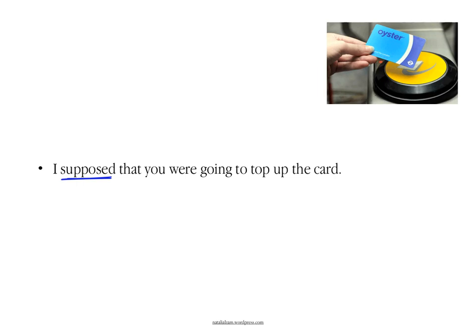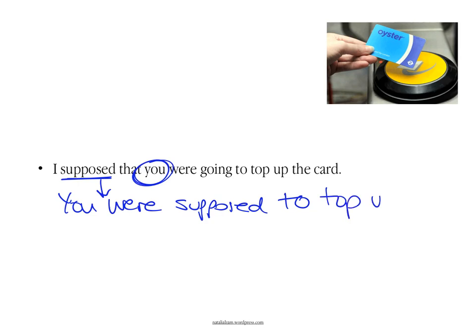So instead of saying this, I suppose that you were going to top up the card to spend money so that I can use this card on buses or trams or underground or whatever. So instead of saying, I suppose that you were going to top up the card, you could say, this is a perfectly ordinary sentence. You, this verb in the past and the passive, you were supposed to top up the card. And that's a beautiful sentence in English, very normal.